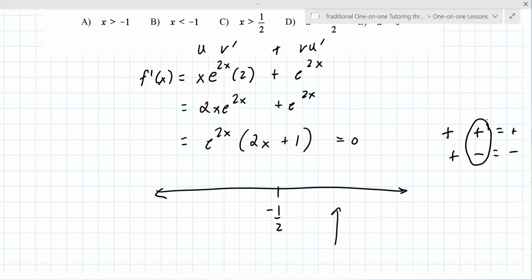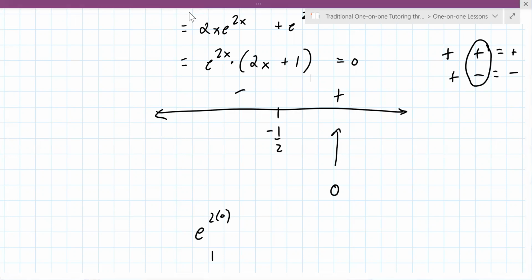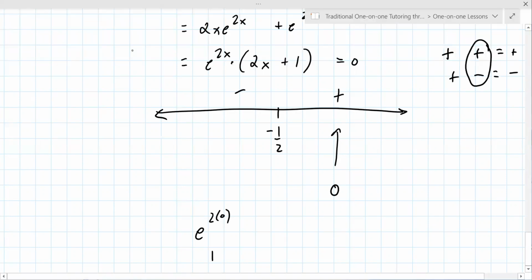So if you plugged in, you mean like 0 on that? Yeah, you want to plug in 0 for x, which is fine. And that's 1, but it's a positive number. Like you can look at it as 1, but it's positive, because you only care about the sign. So you're saying on the right side of the number line it's positive, and on the left side it's negative, basically. Yes. Okay. Yes.